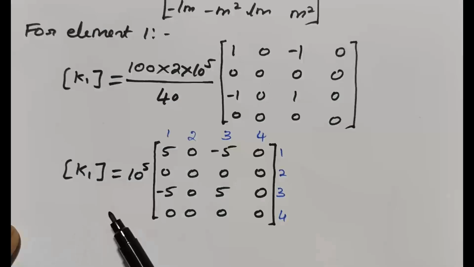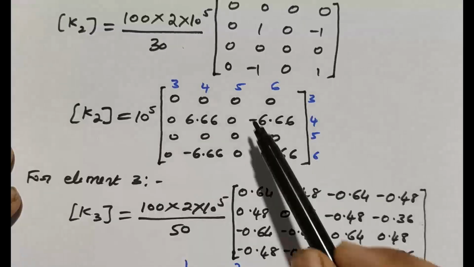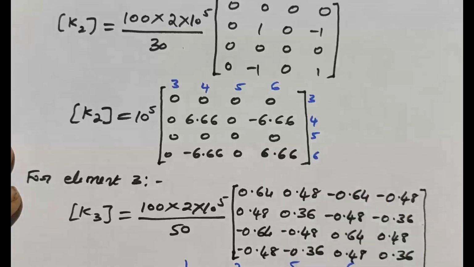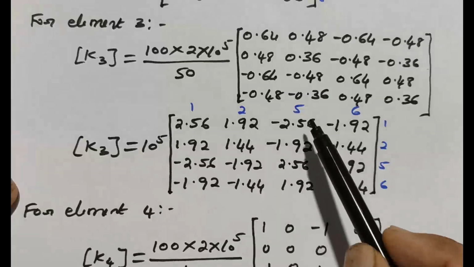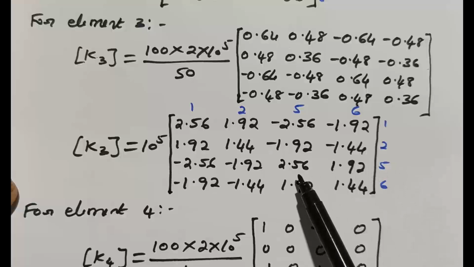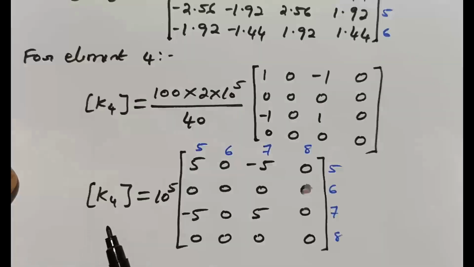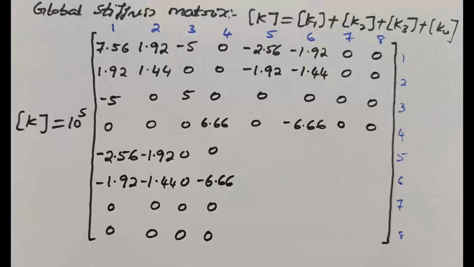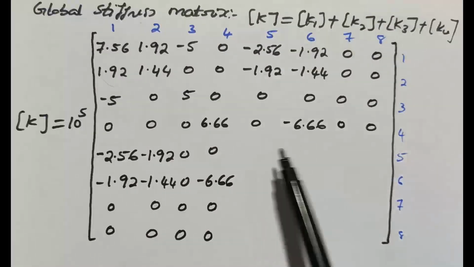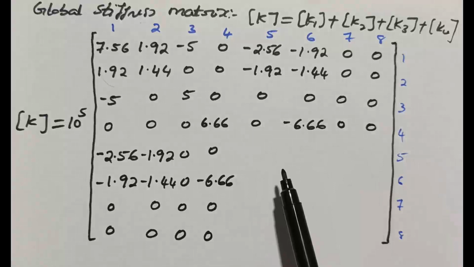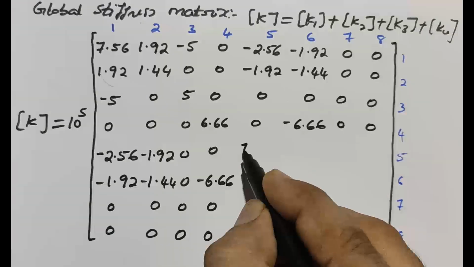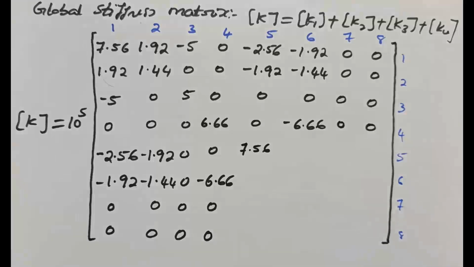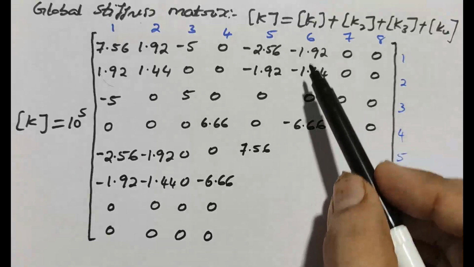Next, we need the element corresponding to 5 and 5. See K1, here the element corresponding to 5 and 5 is 0, meaning we don't have any element here. In K2, the element corresponding to 5 and 5 is 0. In K3, it is 2.56. In K4, it is 5. Therefore, the element corresponding to 5 and 5 becomes 7.56.